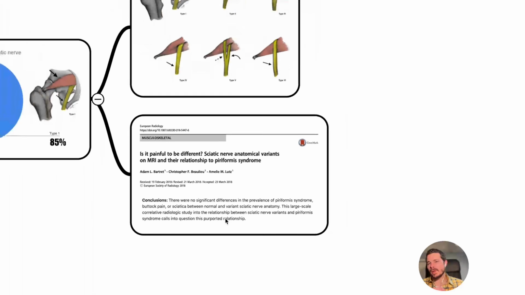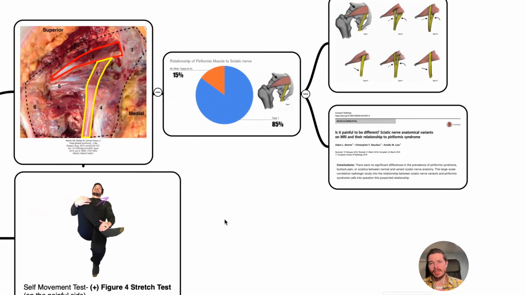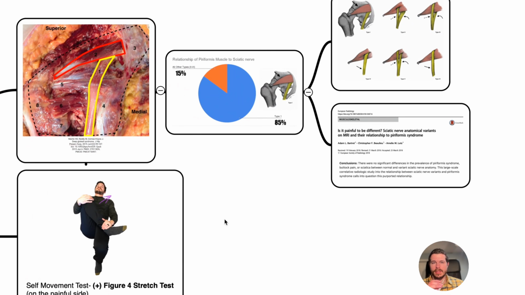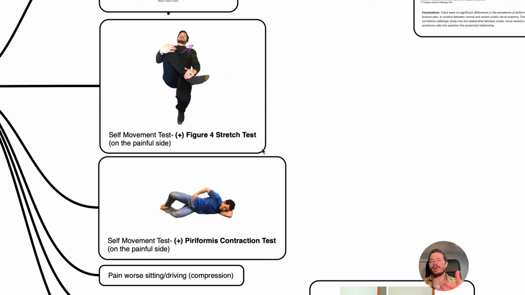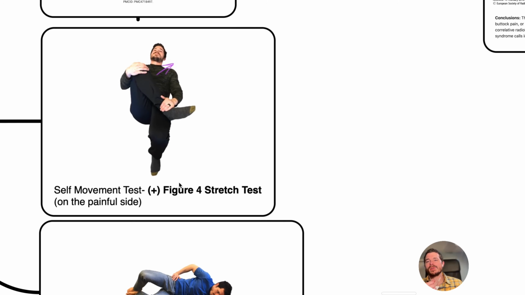A lot of people are going down the path of getting this thing released because it goes through the muscle. That's not the problem. Research does not support that. Here are some self-movement tests to further increase the likelihood of piriformis being the cause of your buttock pain. Lay on your back and do the figure 4 stretch test in lying. Pull it up, now stretch it. When we just sat and flopped it down, we didn't really stretch it that much. Now go ahead and pull on it as if you're stretching the piriformis muscle.